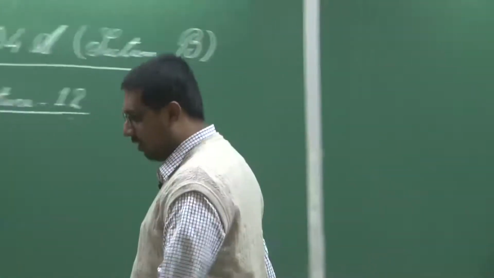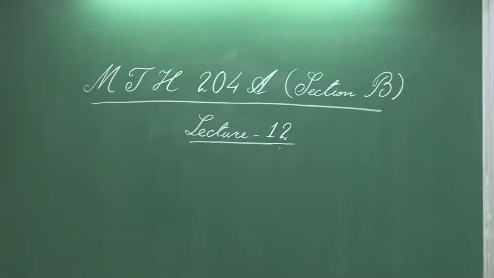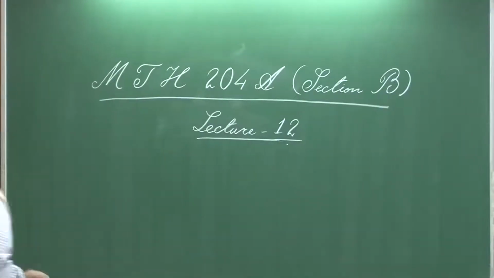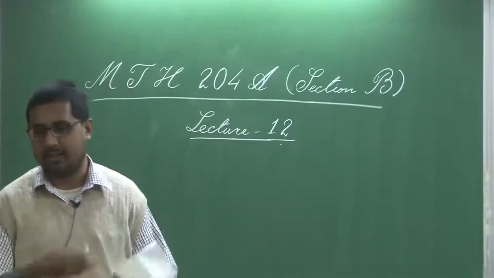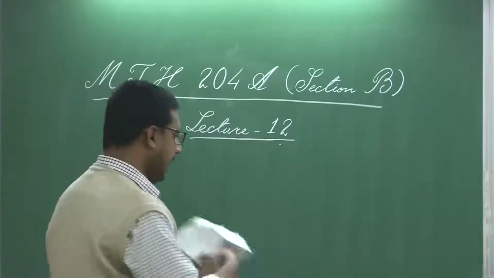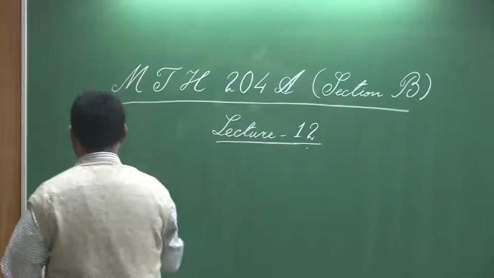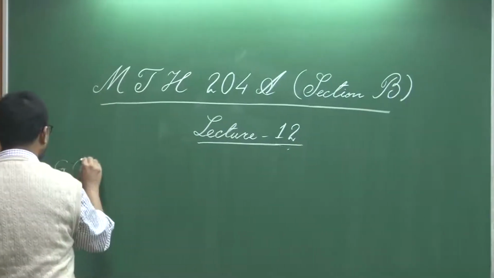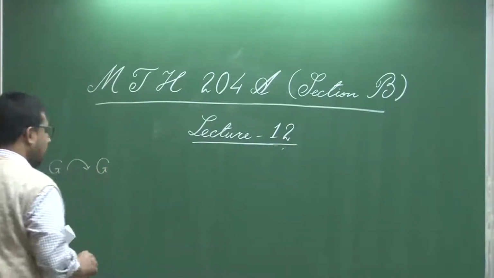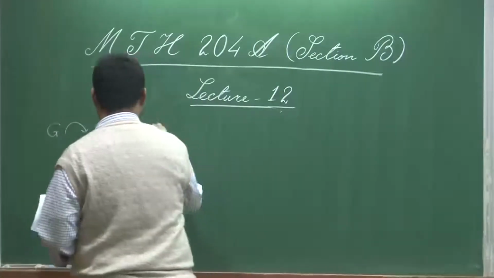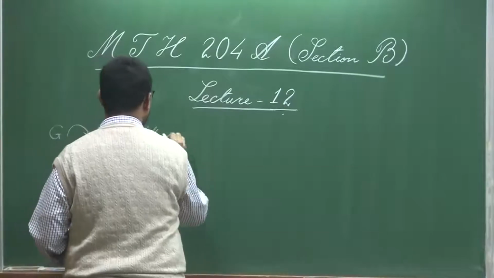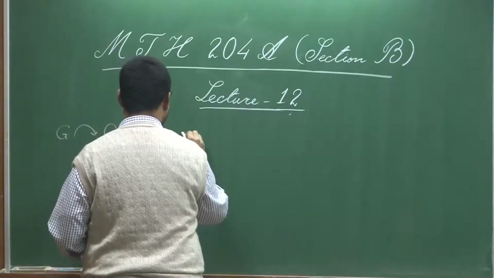This is the 12th lecture of the course MTH 204A for section B. Recall that in the last lecture we were looking for the stable orbits and stabilizers under the actions of G on itself. Given a group G, it acts on itself, and there are 3 standard actions. One is left, another one is right, and the third one is conjugation.